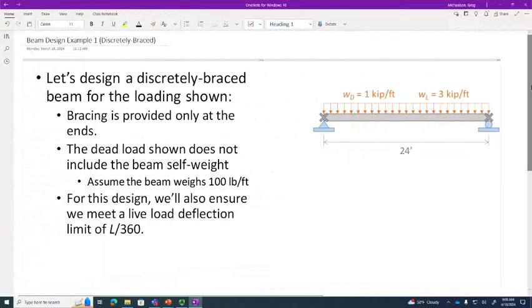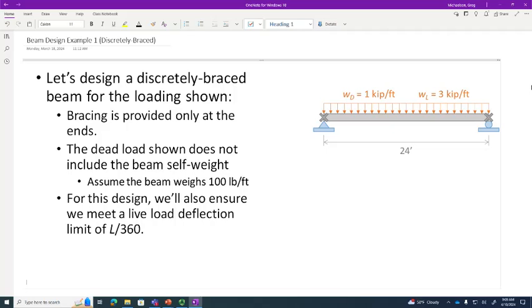We're going to design a discretely braced beam for this load. We have 1,000 pounds per foot of dead load and 3,000 pounds per foot of live load. The dead load does not include the beam self-weight, so the self-weight that we see here is superimposed on top of the dead load. We're going to assume that the beam weighs 100 pounds per foot. I'm assuming a little bit of a heavier load because discretely braced beams tend to be heavier than their continuously braced counterparts. I have a 24-foot beam with these loads on it.